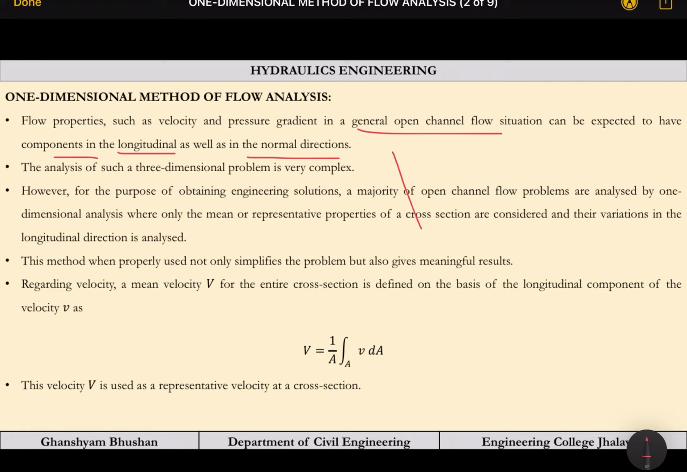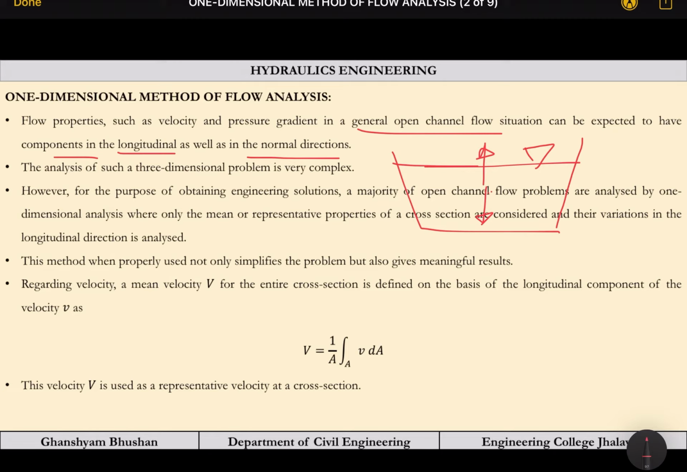Okay, so this is your open channel. This direction inside the plane will be your longitudinal direction, and this will be the normal direction. Now the analysis of such a three-dimensional problem is very complex.